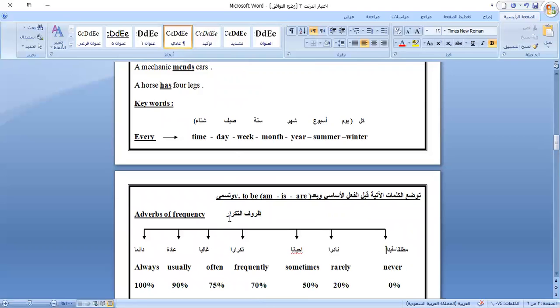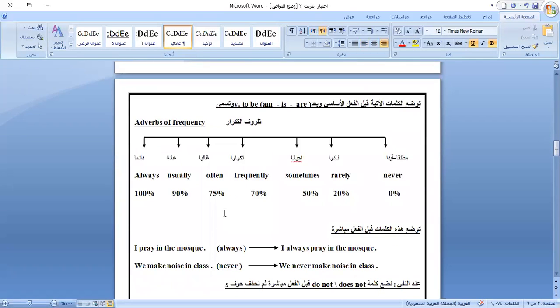Here, the place of the adverb of frequency is before the main verb, or after the verb to be. Notice the sentences. I pray in the mosque. Using always: I always pray in the mosque. We make noise in the class. Never: we never make noise in the class. If I say Sammy is happy, I say Sammy is always happy. We put the adverb of frequency after the verb to be.